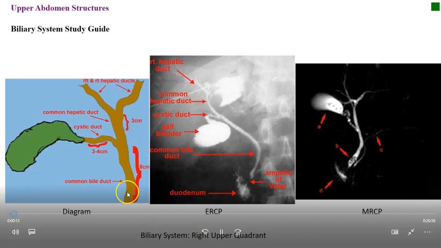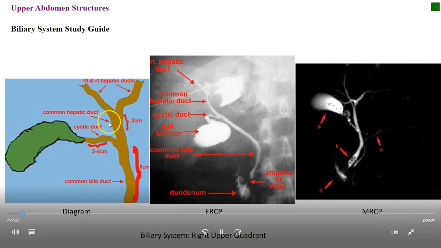here. We've got three images, the diagram here on the left, and the ERCP in the middle, and MRCP on the right. And so we're going to take a look at the gallbladder first, and it's in green here. This is the fundus of the gallbladder. It is the most inferior portion. And as you go superior on the gallbladder, you get to the body and then to the neck, and that joins into the cystic duct here.